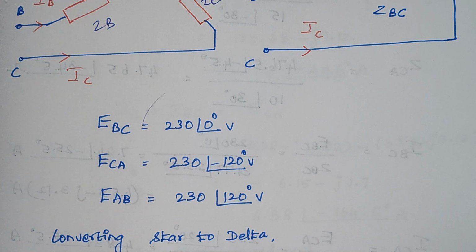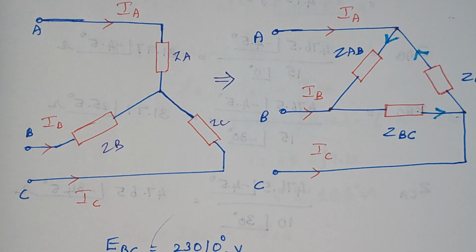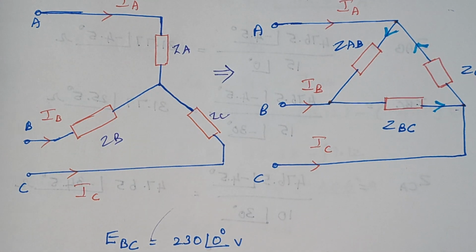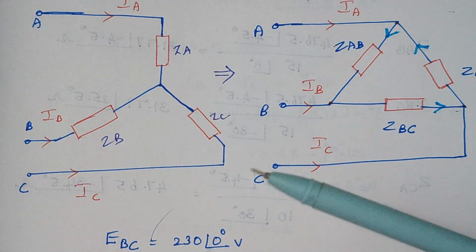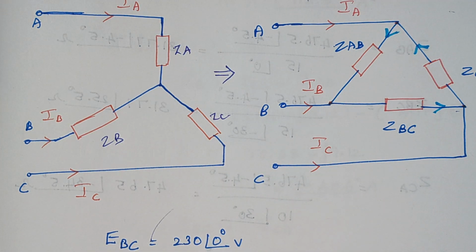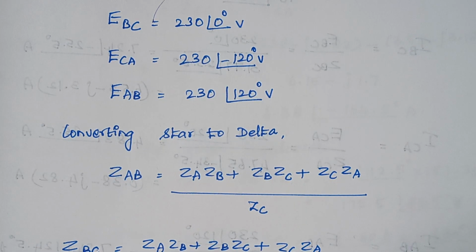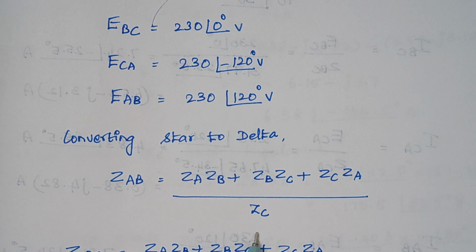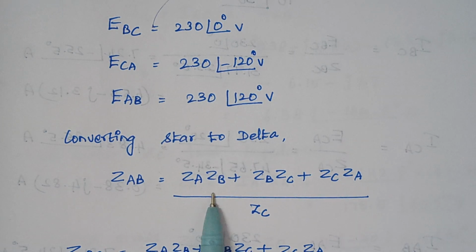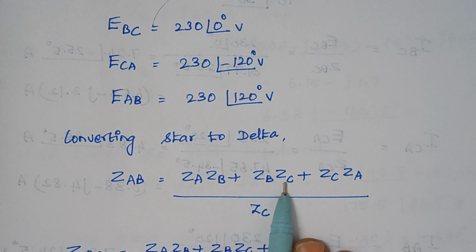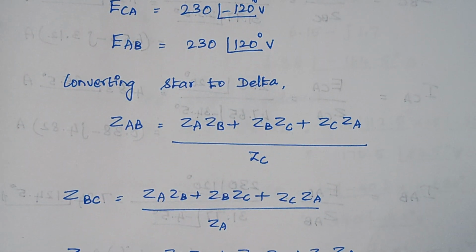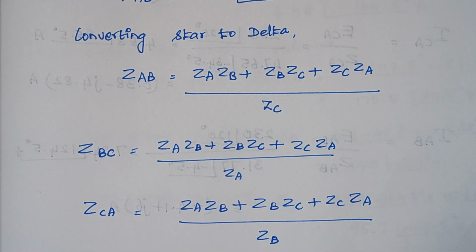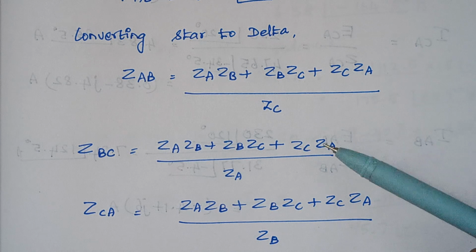Now the next thing is we are going to convert this star network into delta network, right? So this is one method of solving, right? Even you can use Millman's theorem, or even we can use the loop method, okay? That is, we have to apply KVL. So first we will see this method. So converting star to delta. When you convert the star to delta, this is your formula, right? To find ZAB, the formula is ZA into ZB plus ZB into ZC plus ZC into ZA divided by ZC. Similarly, for ZBC we have this, and for ZCA we have this. In all the 3 cases, you see the numerator remains the same.